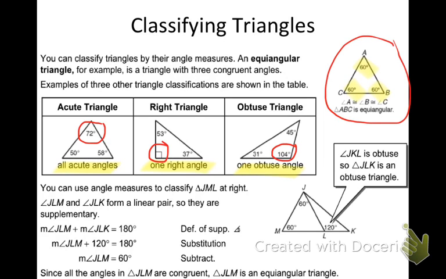Alright? Now if you look down here, it says to classify triangle JML. Well, if I look here at JML, I know this one's 60 and this one's 60, but I don't know the other angle. How can I find the other angle? If I have a straight line right here, how many degrees is a straight line? So if that one's 120, what can I do? Subtract from 180, or 180 minus 120, and I get the angle as 60. Okay, now I can find that third angle.